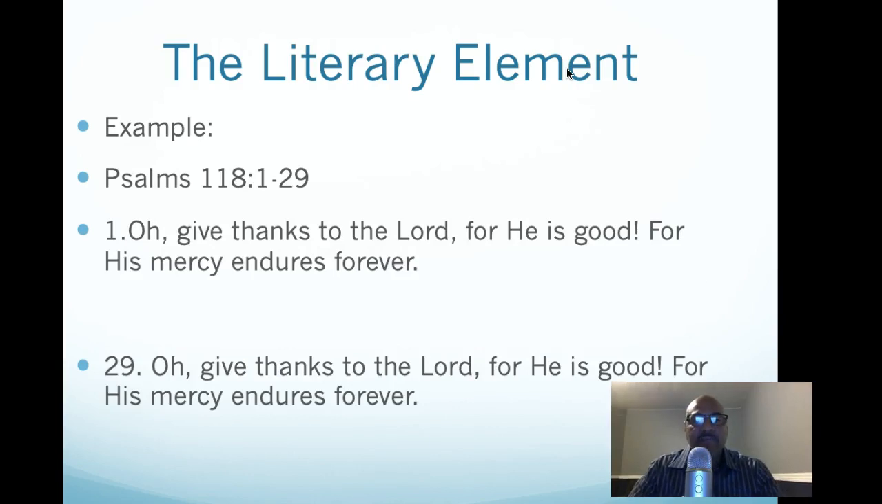Psalms 118, verse 1: Oh, give thanks to the Lord, for he is good, for his mercy endures forever. Okay, boom. Then you go all the way to the last verse and it says, oh, give thanks to the Lord, for he is good, for his mercy endures forever. An inclusio. That's a type of writing.